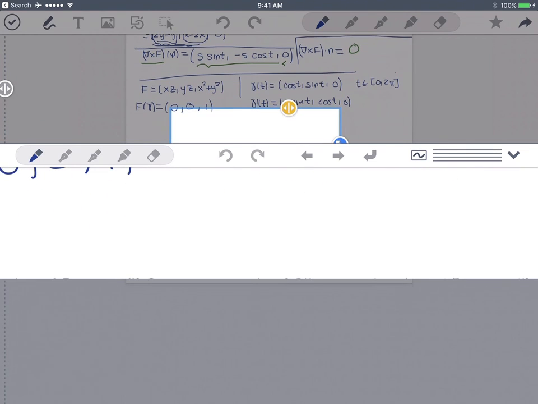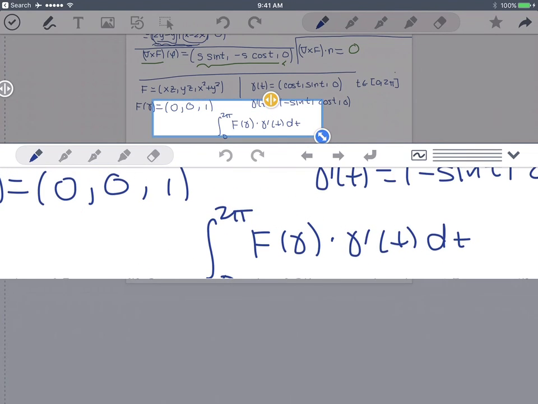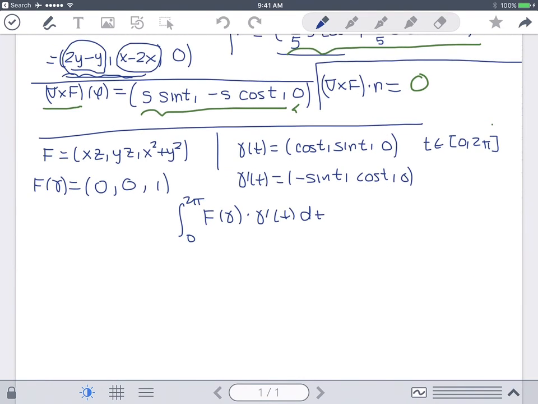So what I need to integrate here is, from 0 to 2 pi, f of gamma dot gamma prime. But that's a 0, because if you take the dot product of these two, this term is 0 times that, so it's 0. Then 0 times this is 0. And then 1 times 0. So this integral is basically a sum of zeros, so it's also 0.